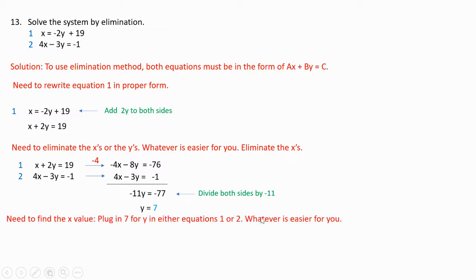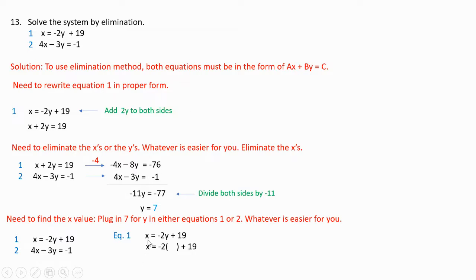Then you have to go back to equations 1 or 2, whichever is easier for you. You're going to plug in 7 for y and solve for x. So here, guys, we go back to the original ones. In my opinion, it's easier to go to equation 1 because x is already isolated. So all we need to do is plug in a 7 for y, and we have it.